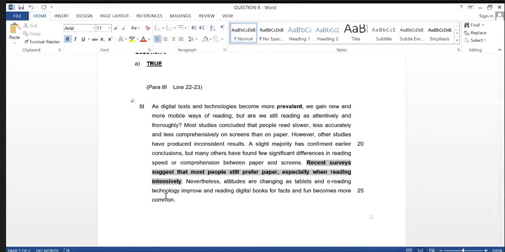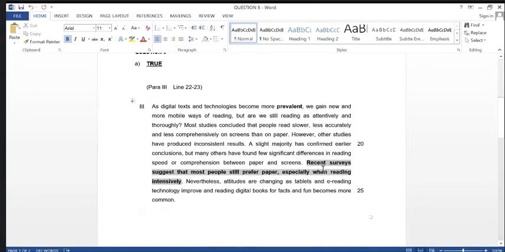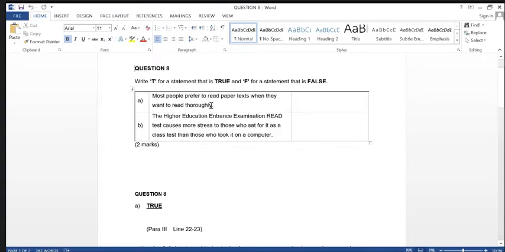Okay, all right. So because what is in this statement is the same as what is in this original line, okay, it says here that people still prefer paper, especially when reading intensively, and intensively is synonym to the word thoroughly, so the answer is true.